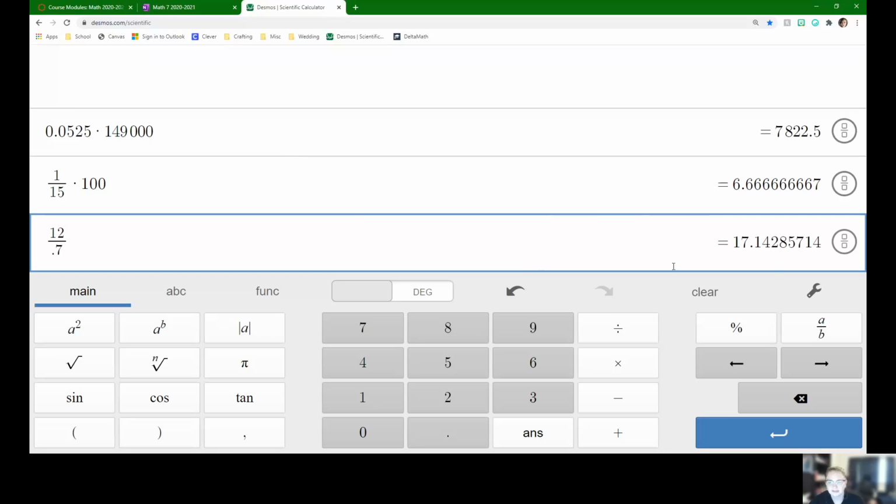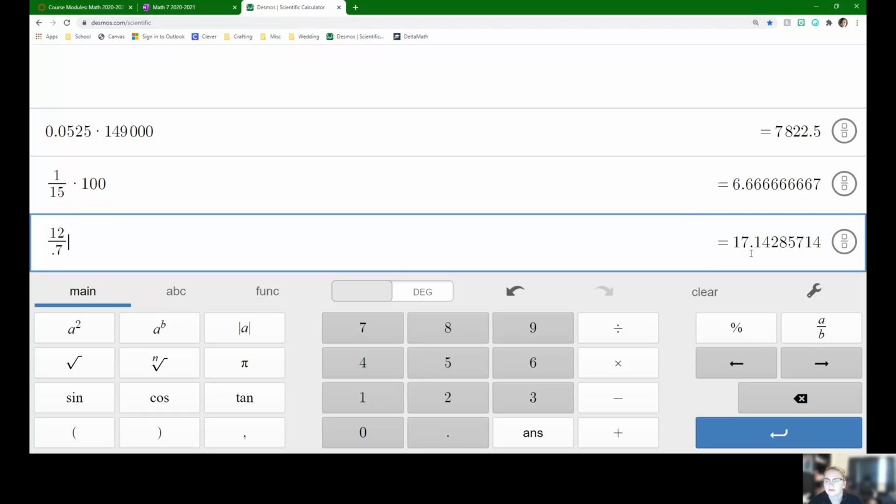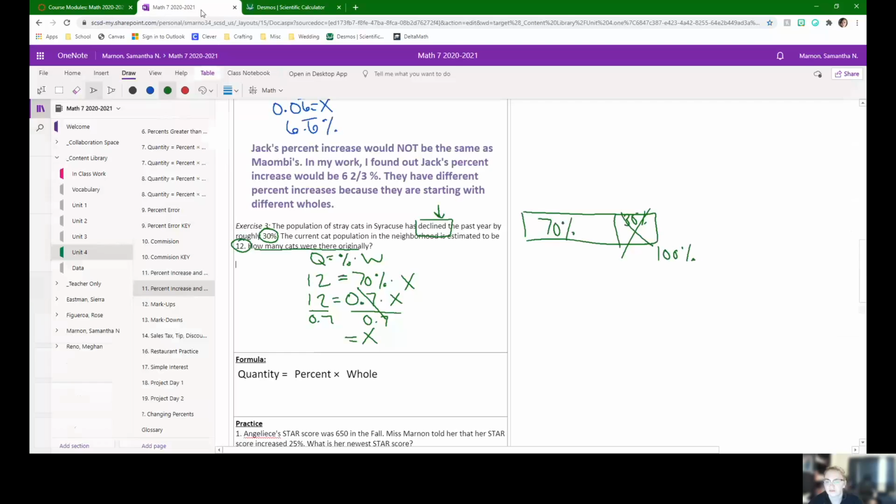I got 17.1428... We're going to say 17.14. Well, we're doing how many cats there were. Well, let's round it to the nearest whole. Let's say 17 because you can't have 0.14 of a cat. So 17.14 is really 17 cats originally.